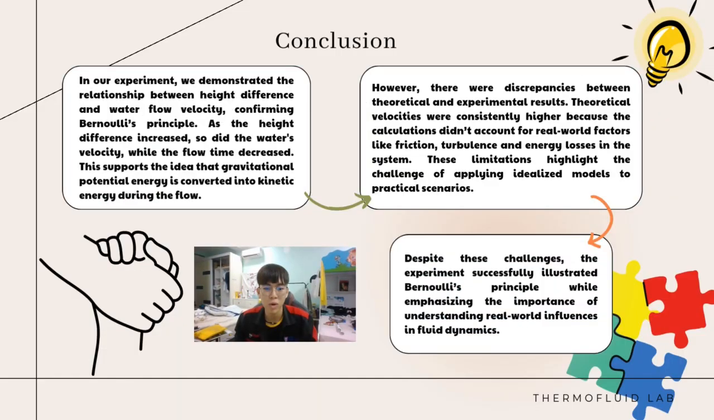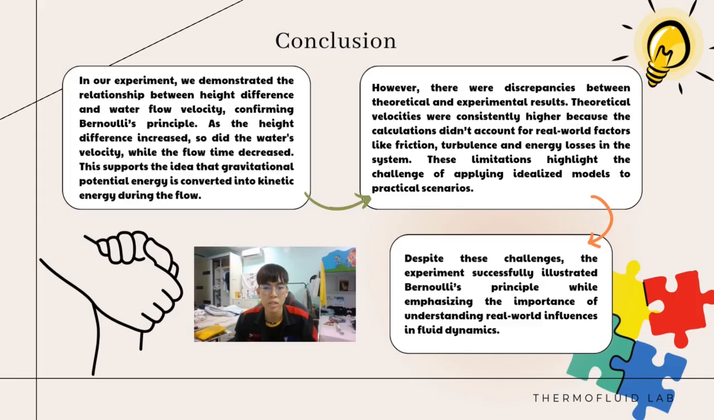Now we come to the conclusion. In our experiment, we demonstrated the relationship between height difference and water flow velocity, confirming Bernoulli's principle. As the height difference increased, so did the water's velocity, while the flow time decreased. This supports the idea that gravitational potential energy is converted into kinetic energy during the flow.